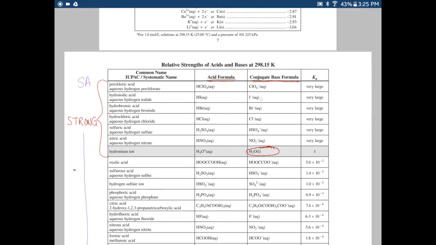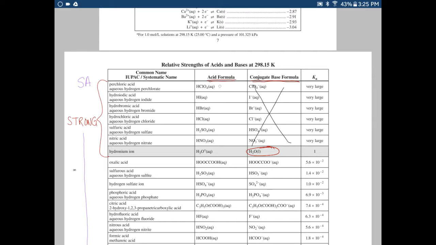Now, what you'll notice is as we go down the table, we have stronger and stronger bases. But what we see here is that water is a stronger base than any single one of those conjugate bases. Therefore, if you have one of these as a base, we always use water, because water is going to be a stronger base than any single one of those entities.